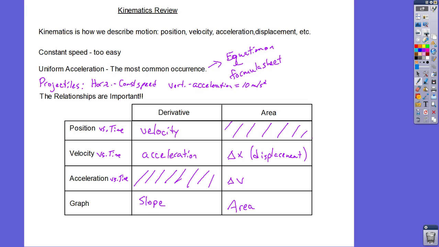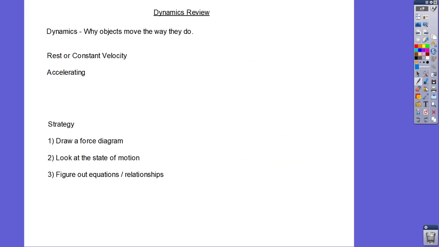The other thing that we have to look at is dynamics, and dynamics is why objects move the way they do. Basically it comes down to Newton's laws. So remember, for rest or constant velocity, Newton's first law says that F net must equal 0. If something is accelerating, we know that F net is not equal to 0, and in fact F net is equal to the mass of the object times its acceleration. That's Newton's second law.